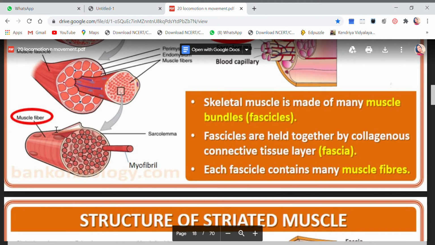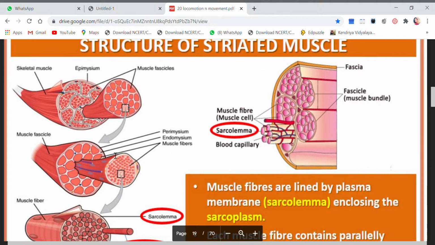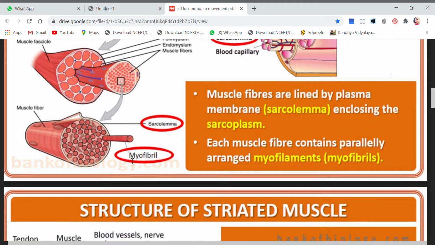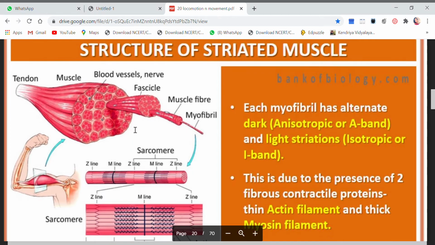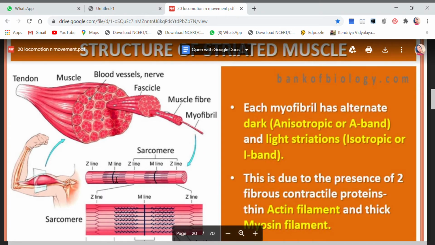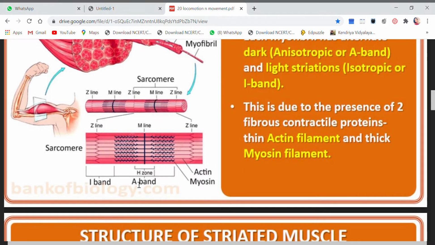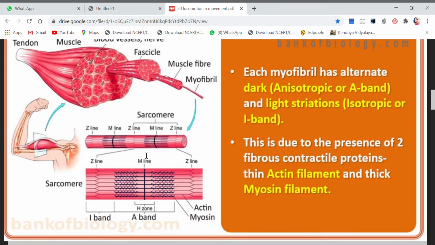Each muscle fiber had myofibrils. You see this, each muscle fiber had myofibrils. This is how it is represented. And myofibrils are the ones which have light and dark bands. The dark bands are anisotropic or A bands, whereas the light striations are isotropic or I bands. So this we had done in the previous video.